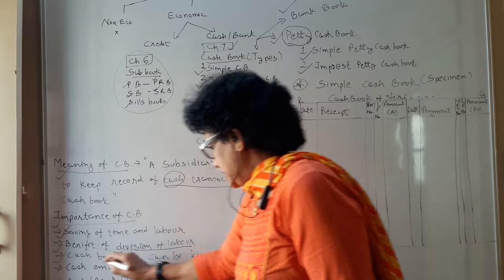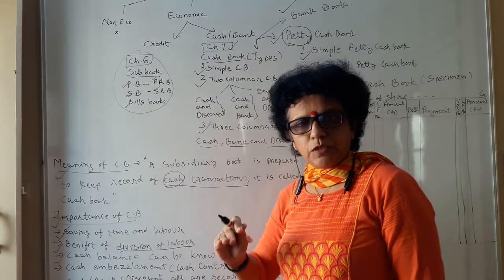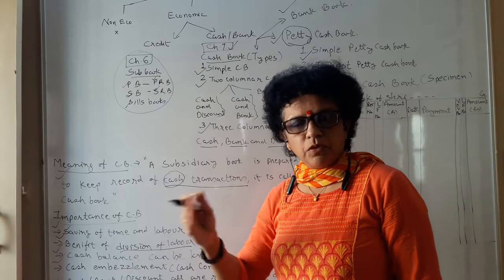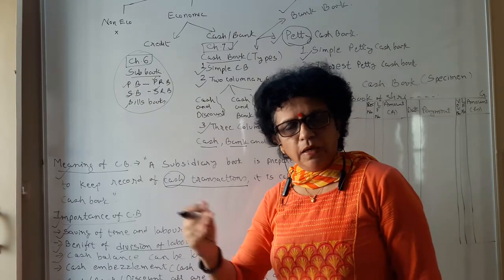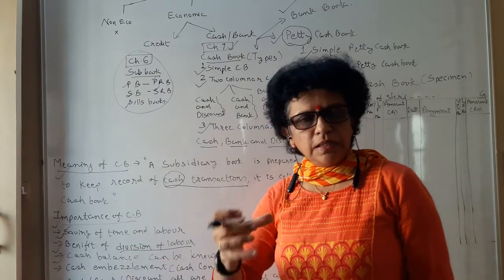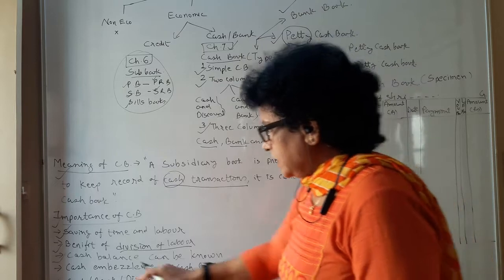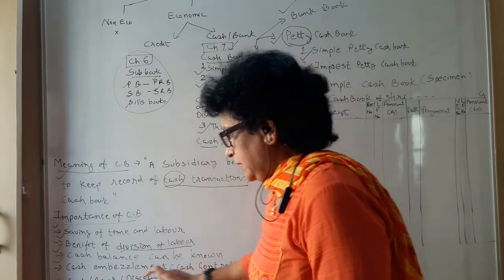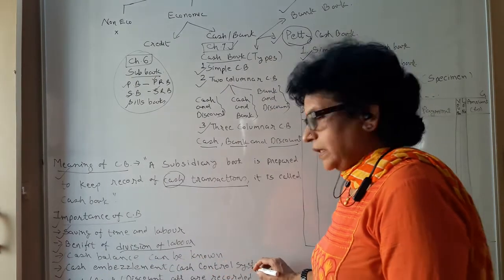The cash balance can be known. Every day, if you prepare a cash book on a daily basis, you have the closing cash balance in your hand. You verify with the actual cash, and immediately you can find out if any loophole is there. So the cash balance can be known on a daily basis. Cash embezzlement can be controlled.